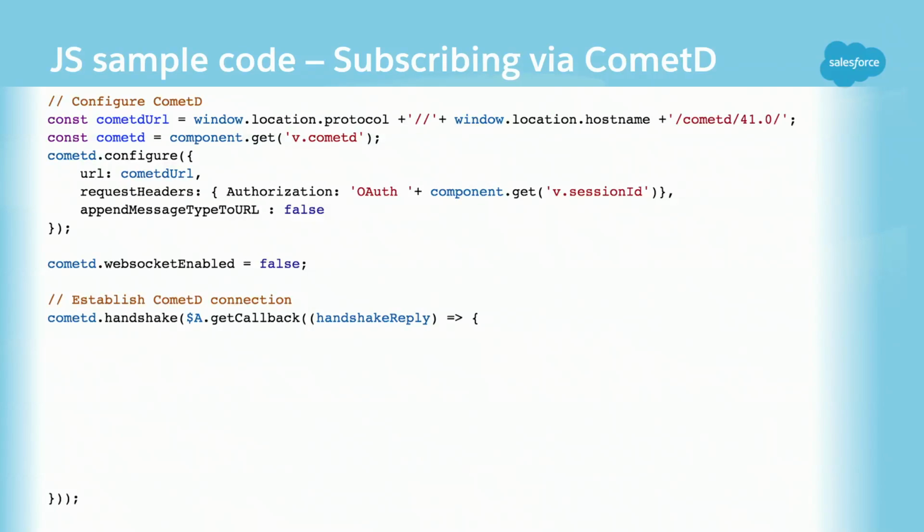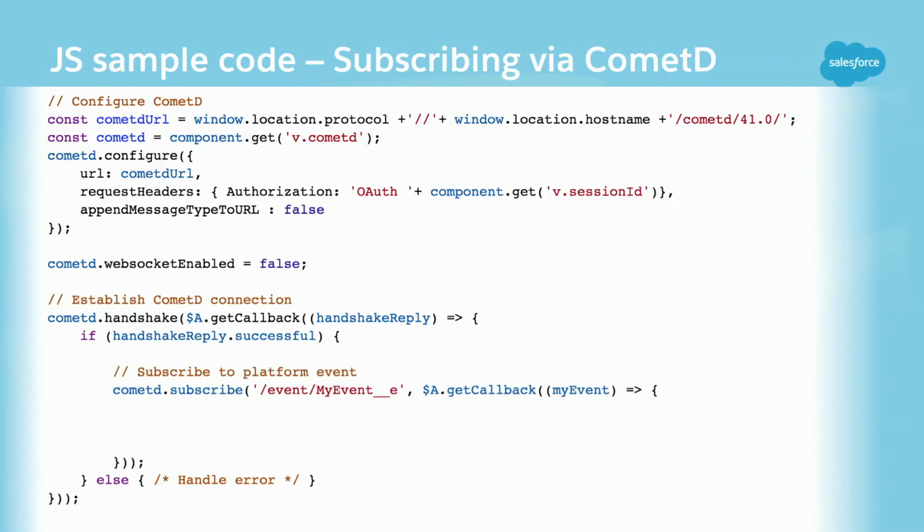Now that we have configured our CometD client, the next step is to do the handshake. So basically to check the authentication and to register, to connect to the CometD server. So we use a handshake method, and we have a callback. When the handshake is successful, we can proceed. If not, we have to handle the error, of course. And once we are connected, we can then subscribe to different channels. So we subscribe to different platform events.